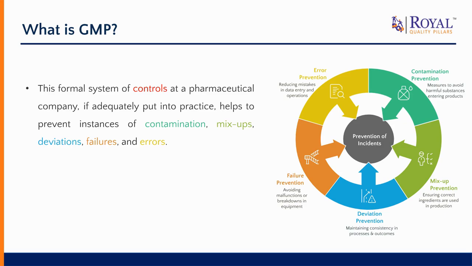CGMP is a formal system of controls at a pharmaceutical company. If adequately put into practice, it helps to prevent instances of contamination, mix-ups, deviations, failures, and errors. This assures that drug products meet their quality standards.